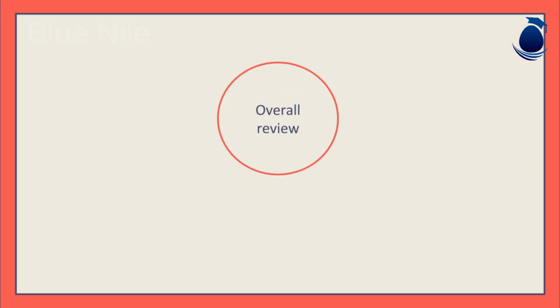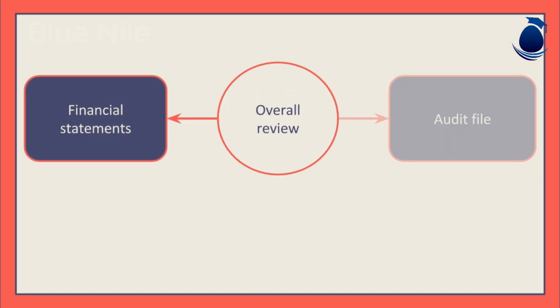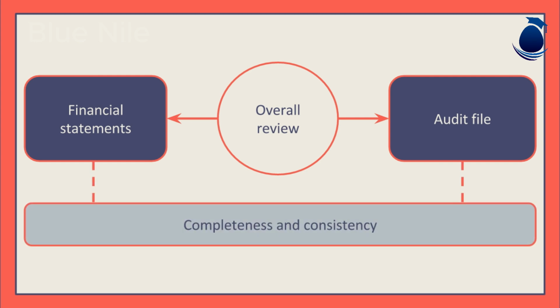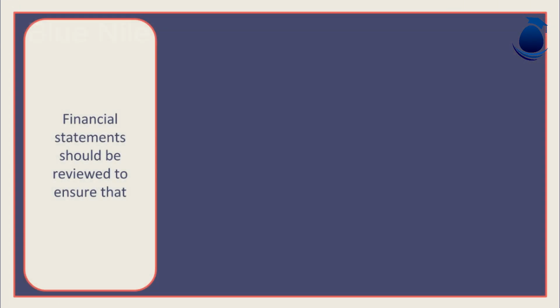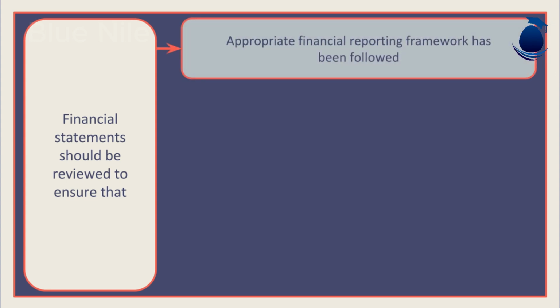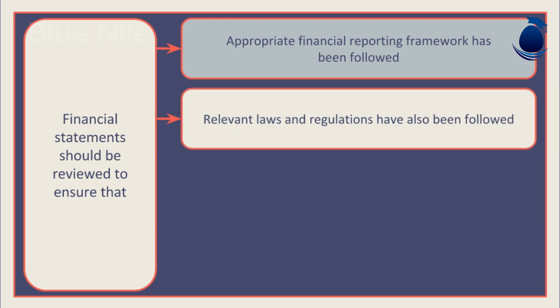The overall review is where the auditor will review the financial statements and the audit file. Here, the auditor should ensure that both the financial statements and the audit file are complete and consistent with one another. The financial statements should be reviewed at the end stage to ensure an appropriate financial reporting framework has been followed. Any relevant laws and regulations have also been followed.